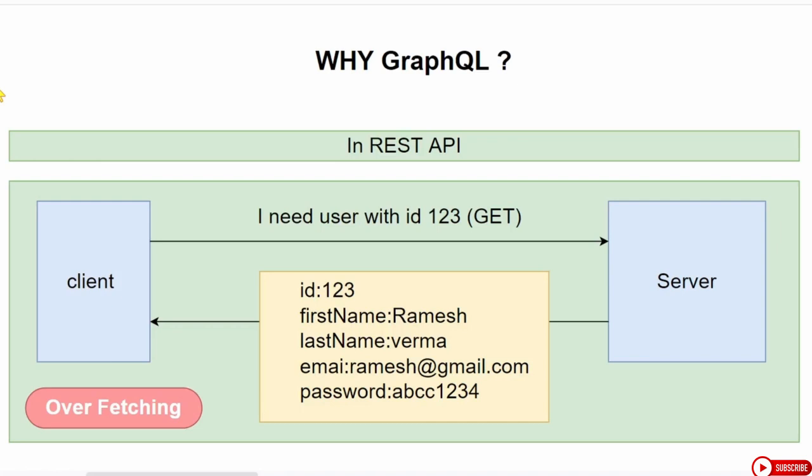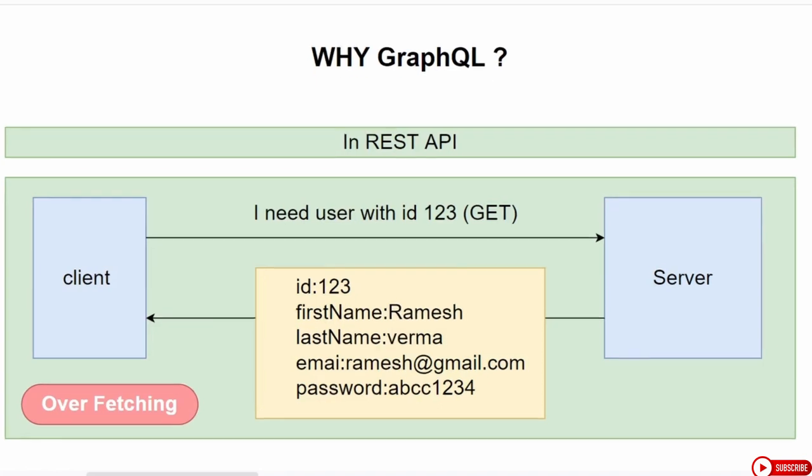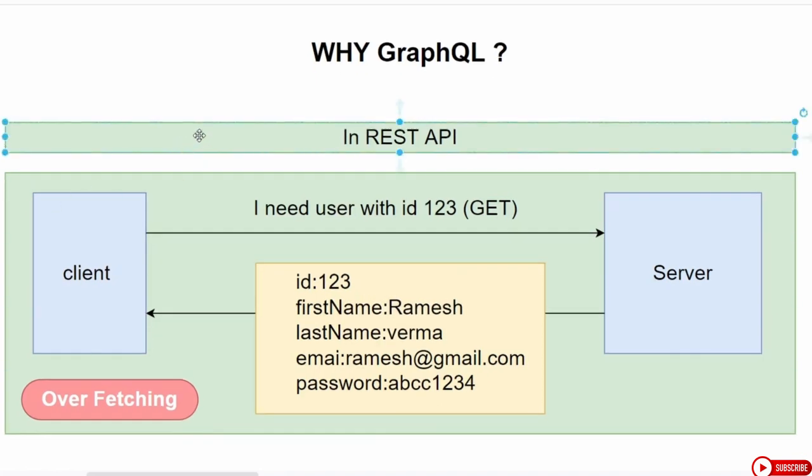There are two main problems with the REST API: one is overfetching and one is underfetching. GraphQL solves these two problems. Let's understand these problems in a detailed way. What used to happen in the REST API is, let's say from the client I make a request telling my server, hey server, give me the details of the user which has ID 123, and the server sends me all the details.